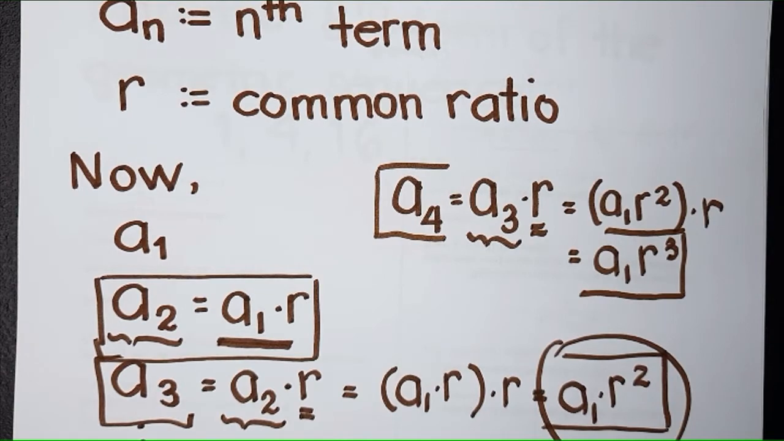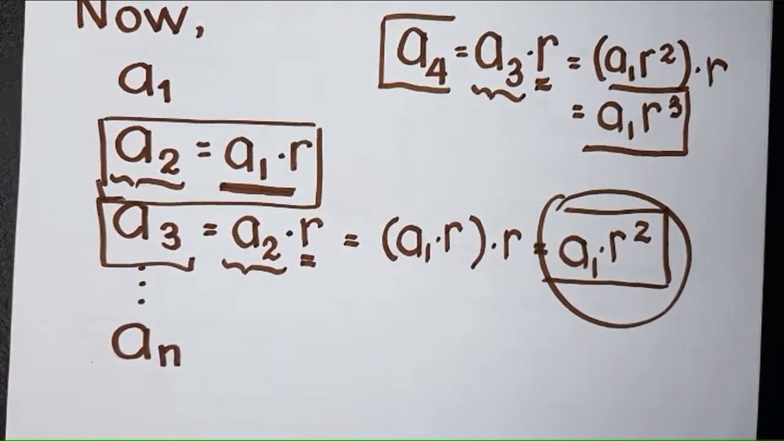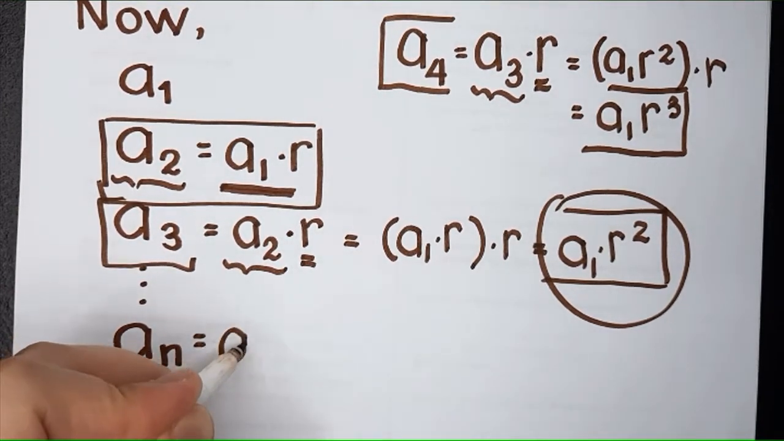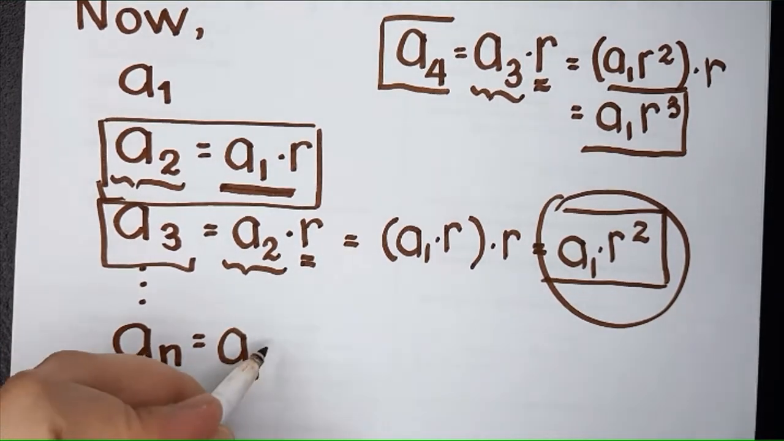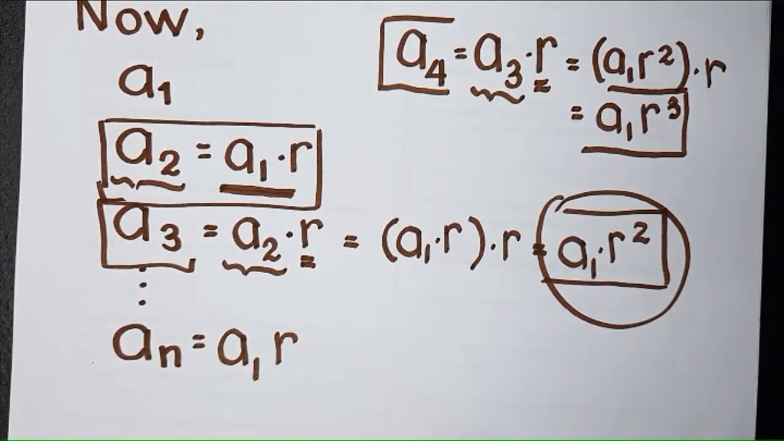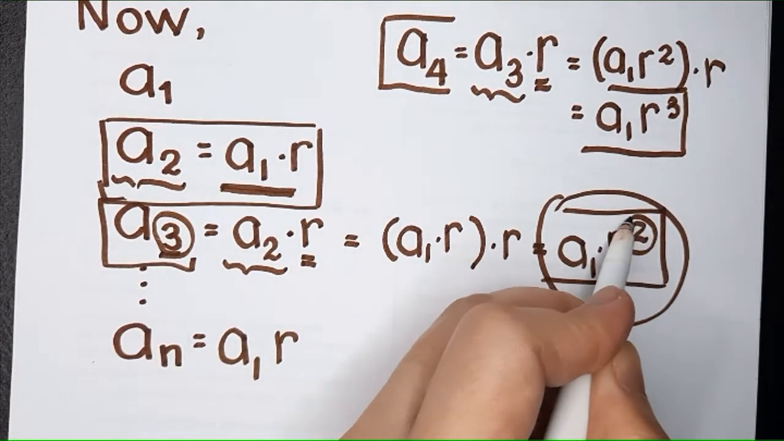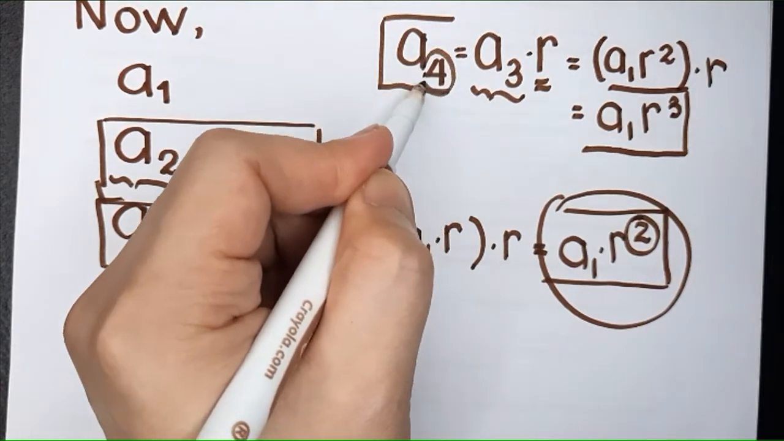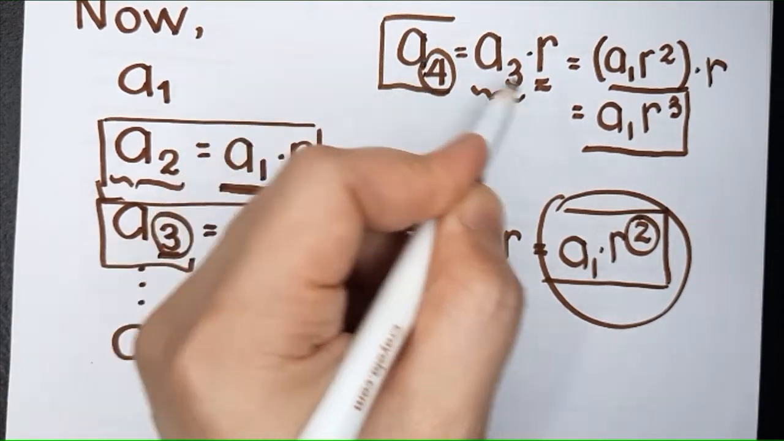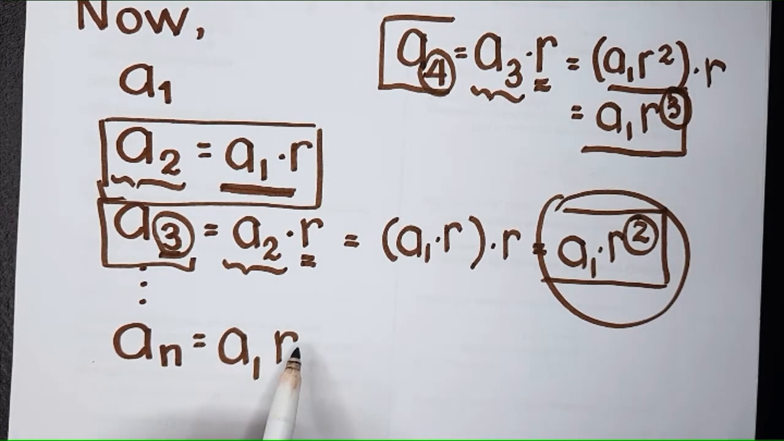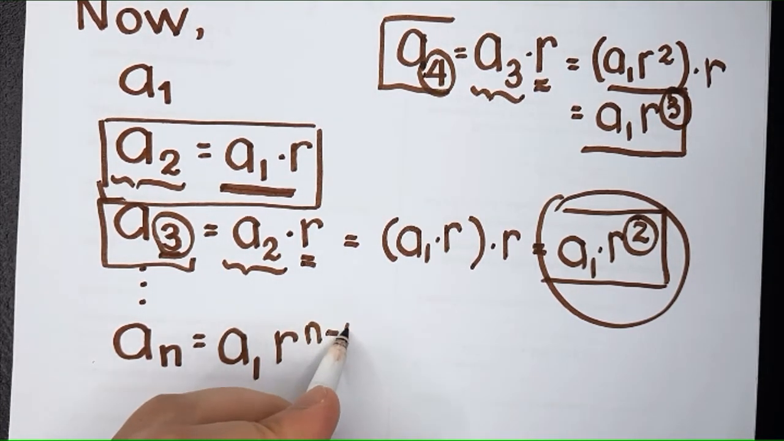So, do you see a pattern now? How do you get a sub n? It is a sub 1, the first term, times r. What is going to be the exponent of r? What do you notice? If we're looking for a sub 3, the exponent of r is 2. If we're looking for a sub 4, the exponent of r is 3. So, it's just n minus 1. Therefore, if we're looking for a sub n, the exponent of r is n minus 1.